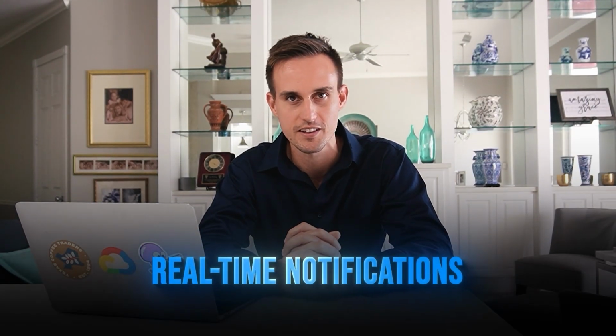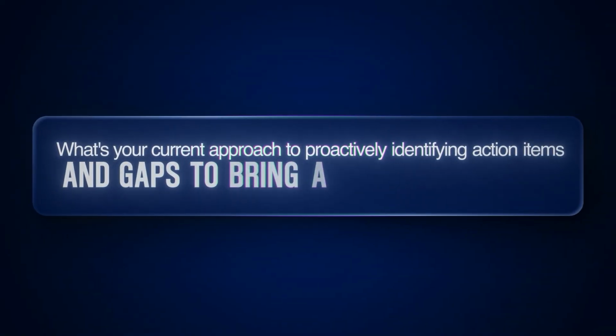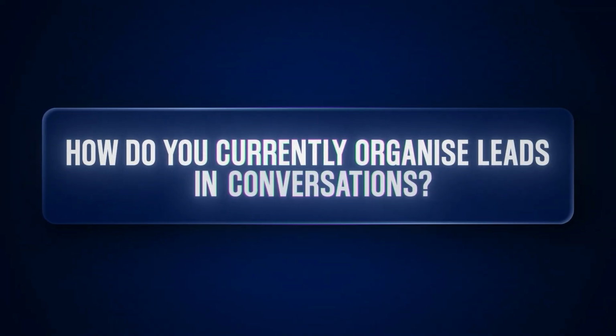Another differentiator of my client's solution is around real-time notifications. But instead of telling the prospect, oh, we're great with real-time notifications, what are you doing for real-time notifications? Do you have that capability? You're going to ask an open-ended question like this. What's your current approach to proactively identifying action items and gaps to bring a human in the loop? My client's solution also has a differentiator around NLP tagging and category analytics, whatever that means. But instead of talking about buzzwords and features and benefits, you'll ask an open-ended neutral question around the process that capability actually impacts. That question might look like this. How do you currently organize leads and conversations?